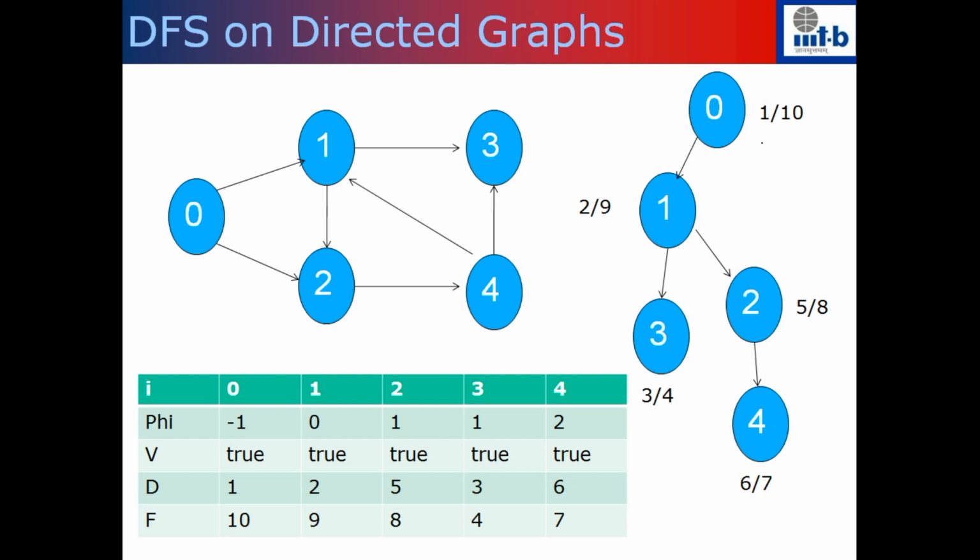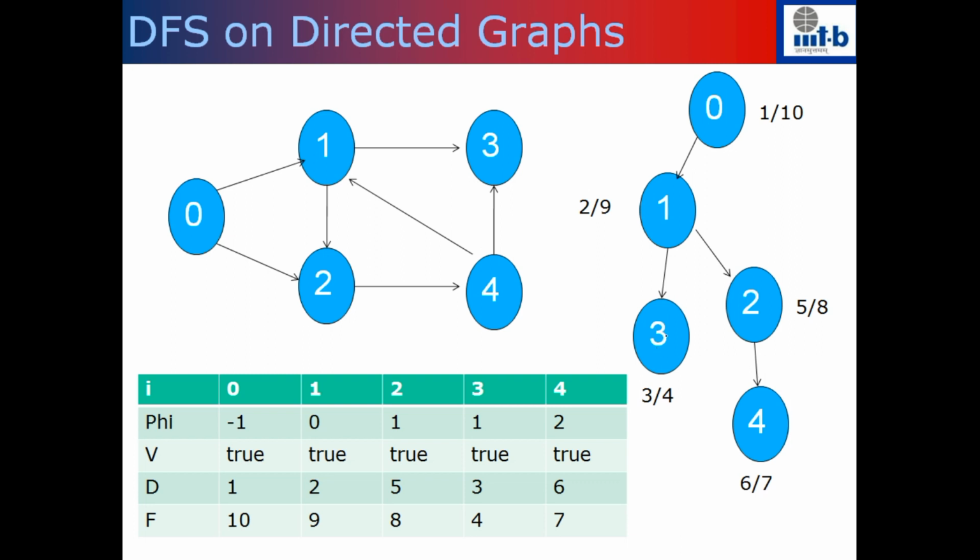So what we have written here is 1, 10. So the first one is the discovery time and the second one is the finish time. Just to go through this DFS tree, I started with 0. The discovery time is 1. Then I went to 1. From when I went to 1, discovery time of that became 2. From 1 I went to 3. From when I went to 3, the discovery time is 3.